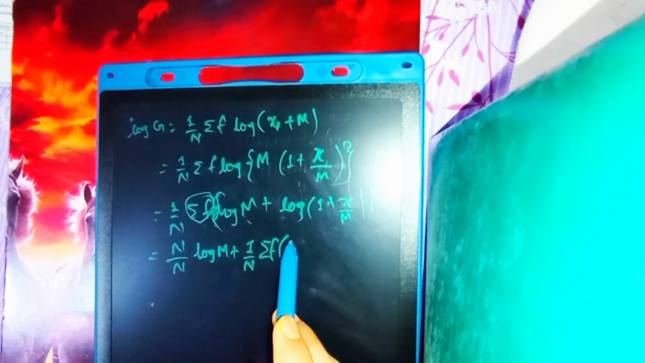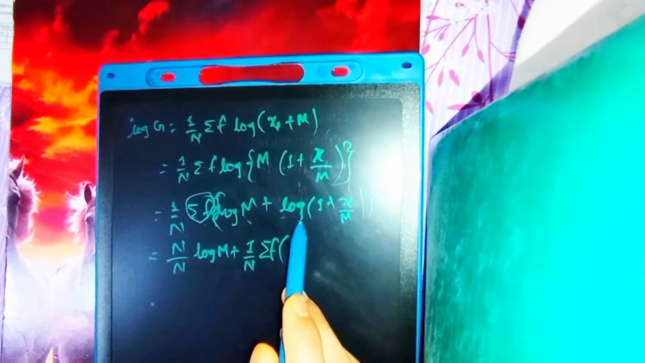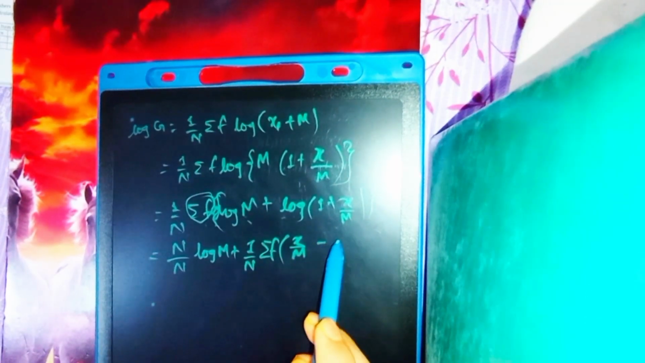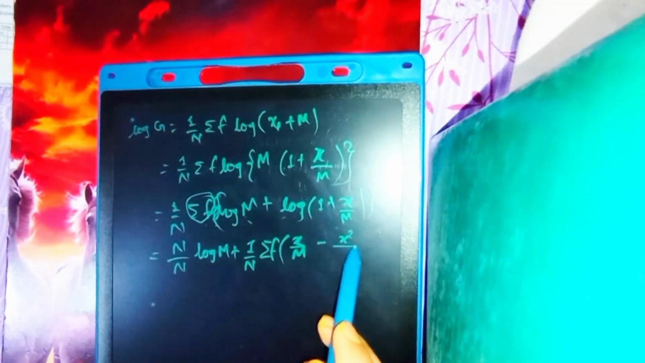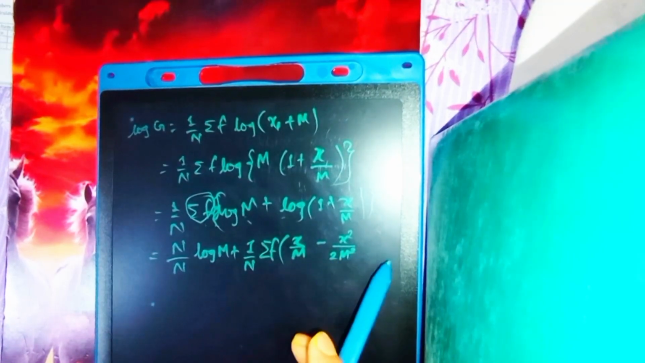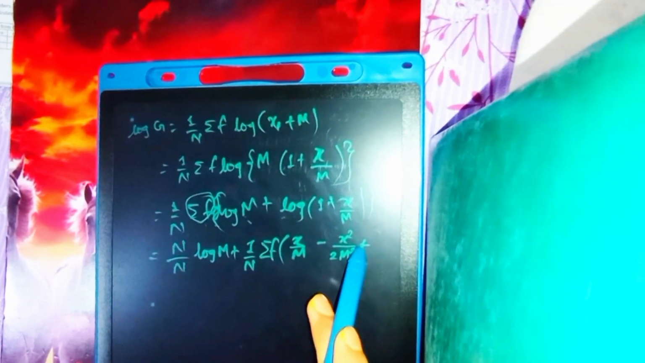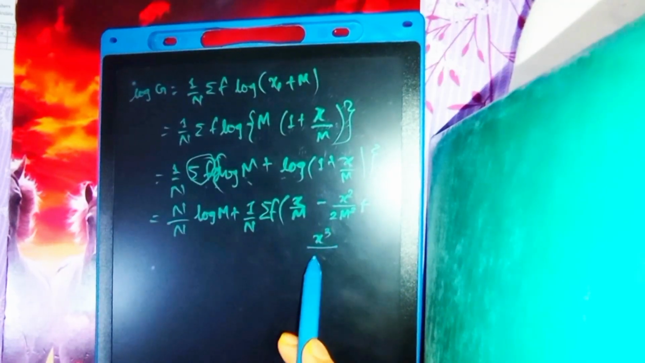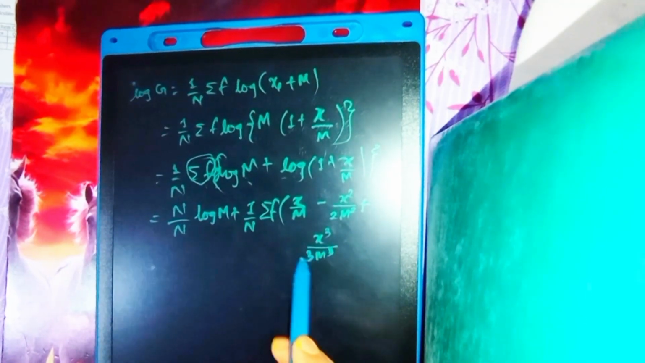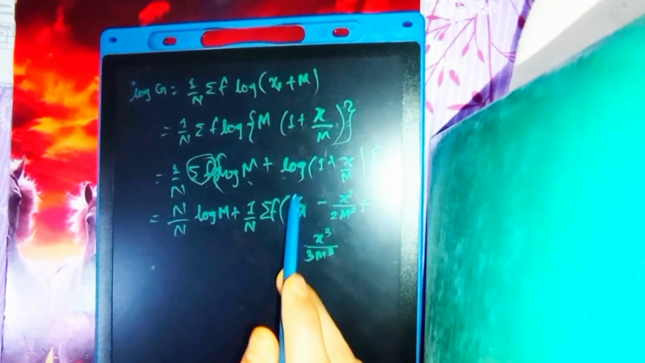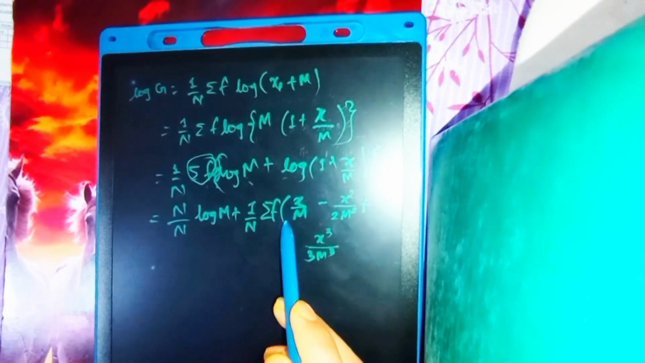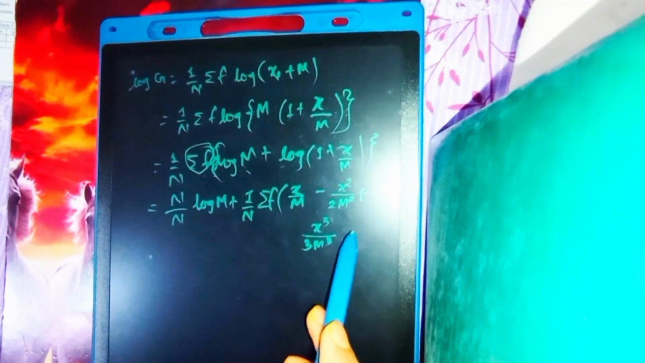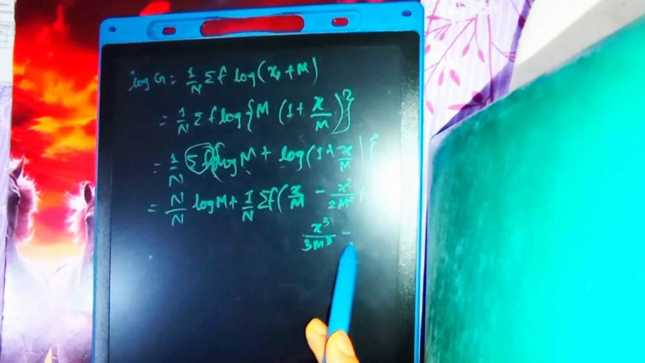So it was x minus x square by 2, where x means x by m, so x by m minus x square by 2 is x square by 2m square. And then plus x cube by 3, which means x cube by 3m cube. It will be again minus, and this goes on.